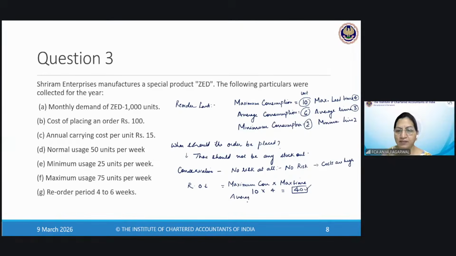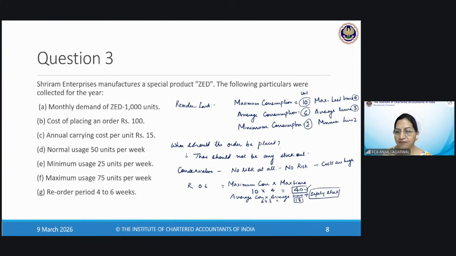Instead of going by maximum consumption, why don't we go by average consumption into average time? Take some risk. So what is the average consumption into average time? 6 into 3, 18 units. So place an order for 18 units. But if you want to take a small buffer, you can keep some safety stock with you, for emergencies. Otherwise, place your order at 6 into 3, 18 units.